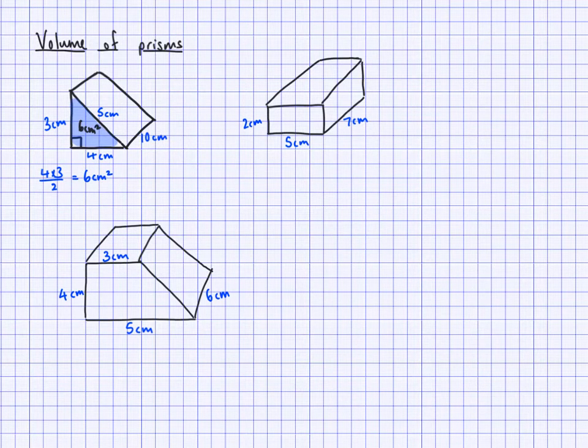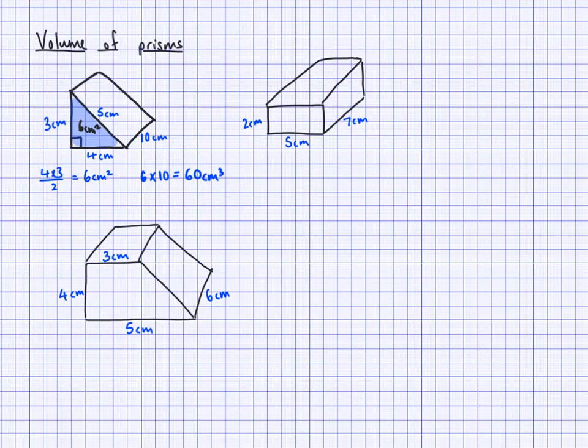Now when I know the area, I can multiply it by how long it is. So 6 times 10 equals 60, and that's the volume, and volume is centimeter cubed here. So that's my answer for the first one.